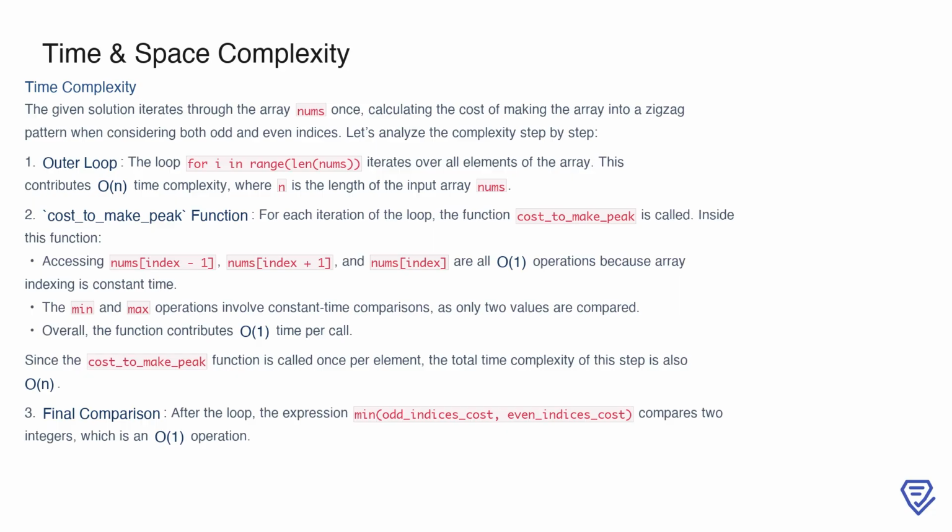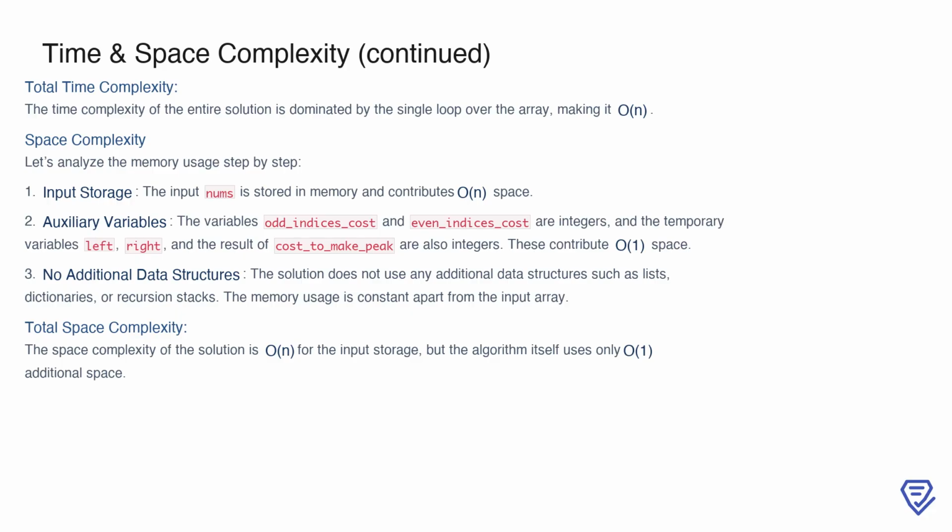Therefore, the cost_to_make_peak function contributes O(1) for every iteration of the loop. Since the function is called once for each element, the total contribution remains O(n). Finally, after the loop, there is a comparison between two integers to find the minimum cost, which is also an O(1) operation. Altogether, the time complexity of the solution is determined by the loop, making it O(n). Summarizing the total time complexity, the single loop over the array dominates the overall runtime, resulting in O(n).